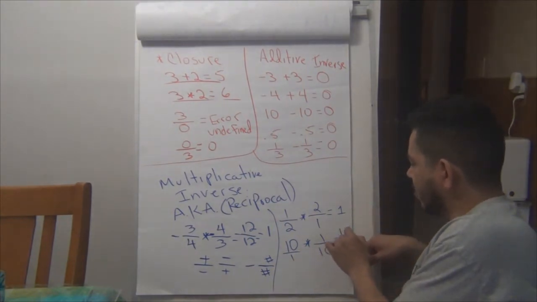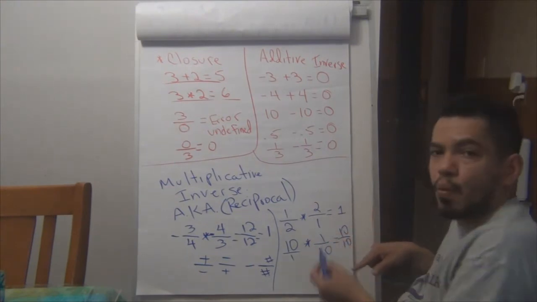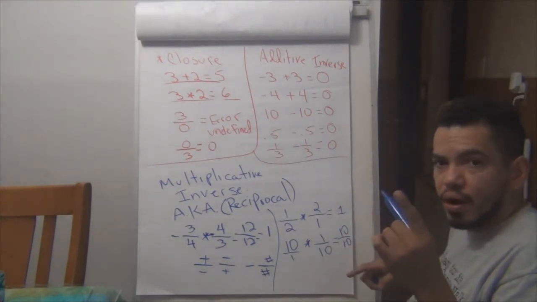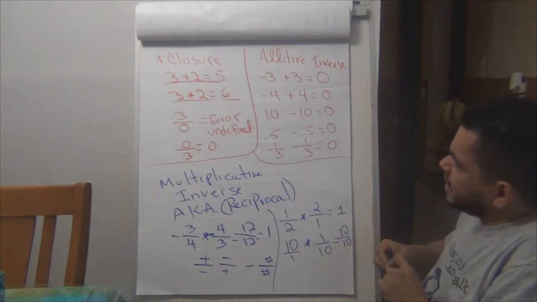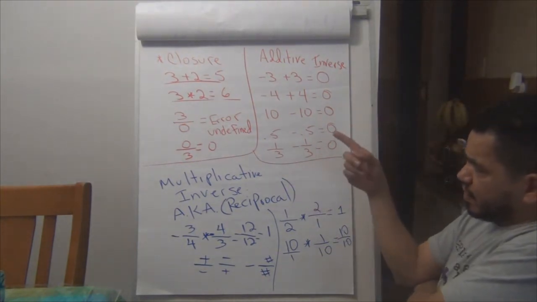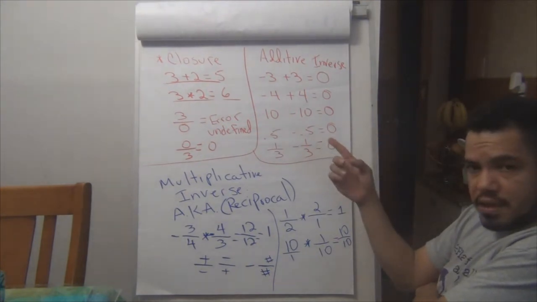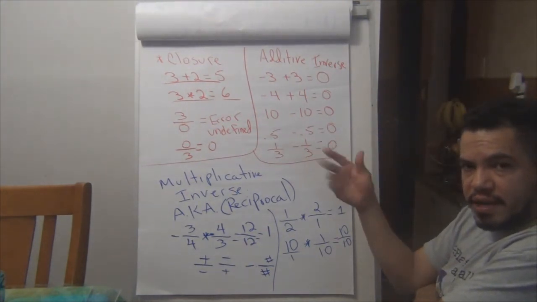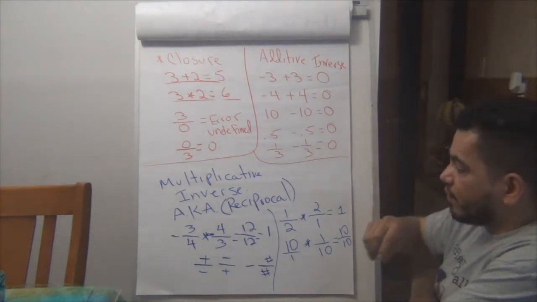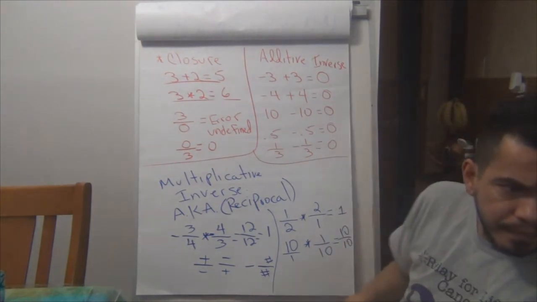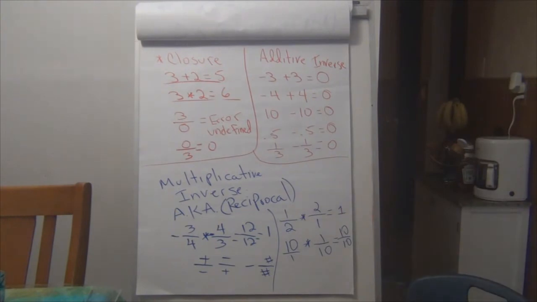So this is 10 over 10, which is 1. Alright? So that takes care of additive inverse, multiplicative inverse, and closure. That means that when you combine any two numbers, you get a number. Like the dumbest, I guess, property of all. Let me see. We have the distributive property.